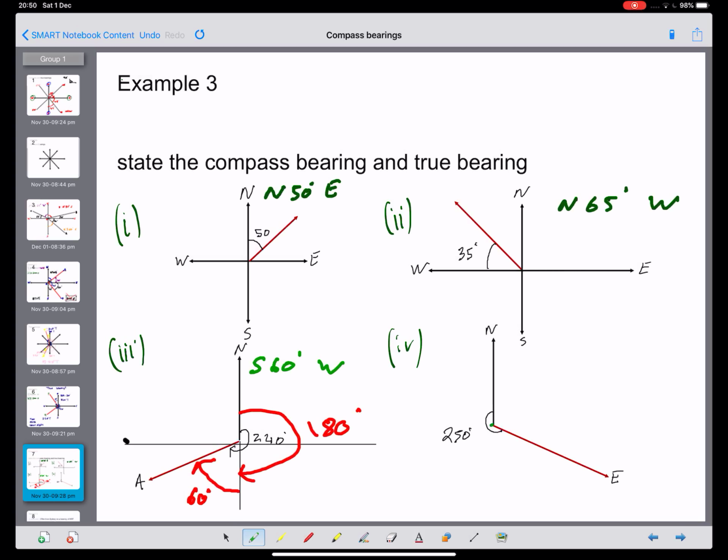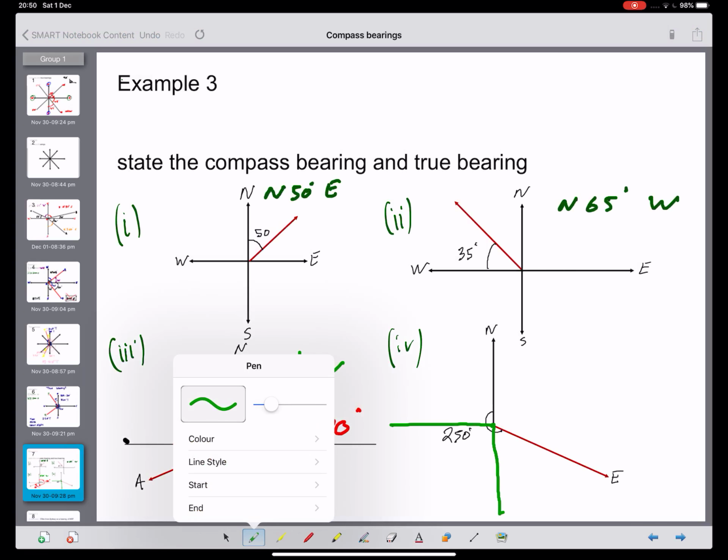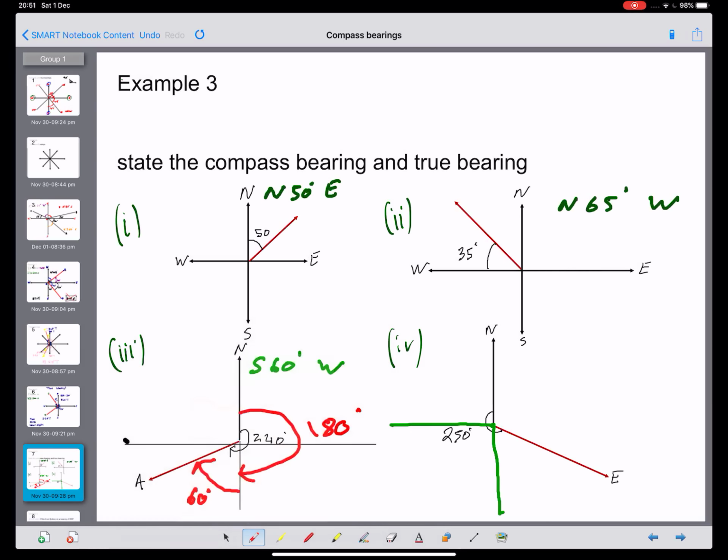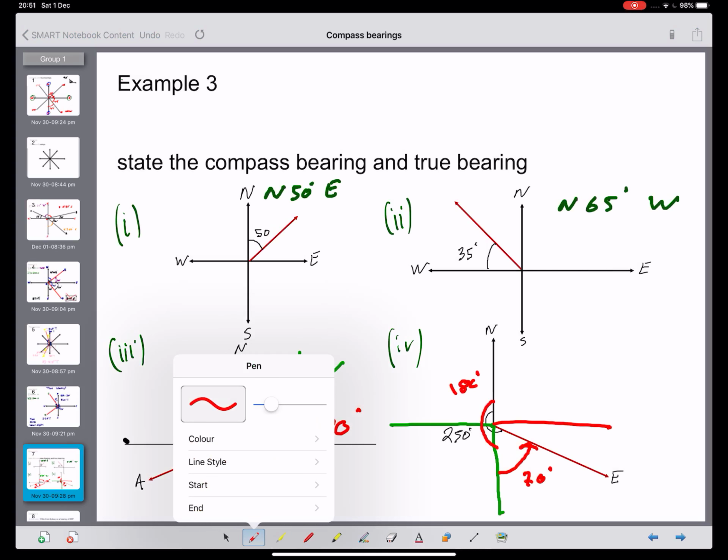Okay, let's do the same here. I'm not going to bother this time doing the fiddly bits. I'm drawing in freehand. So we're told that measuring anti-clockwise from north is 250. So we can do some deductions. We can say, well, if from there to there is 180, this angle from there to there must be 70 degrees. Okay, which quadrant are we in? We're in the southeast.